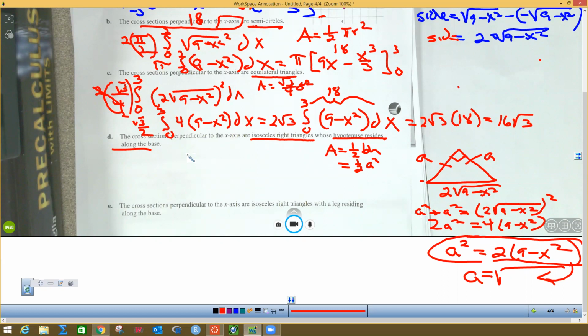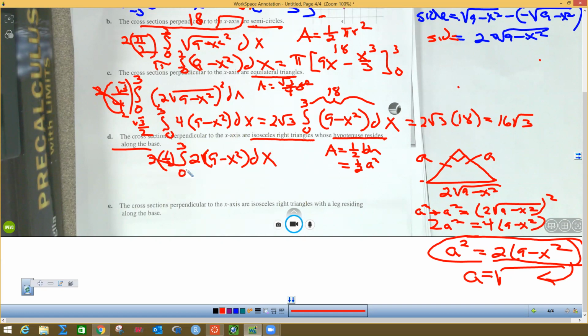So I'm going to come over here and do my integral. And I'm not going to go negative 3 to 3. I'm going to do 0 to 3 again and double it. And then I got that half. This half right here that I put in front, and then A squared is this 2 times 9 minus x squared dx.